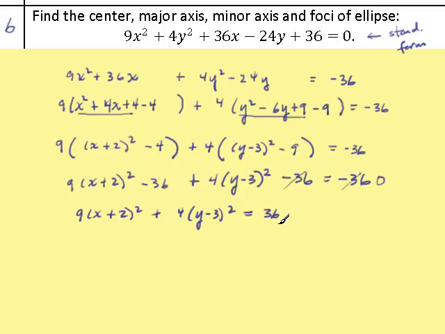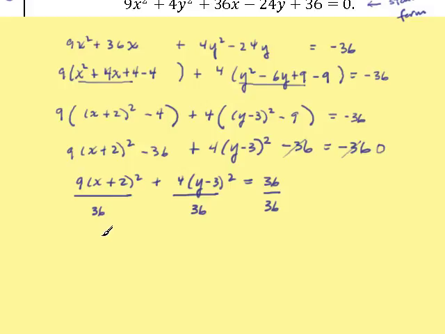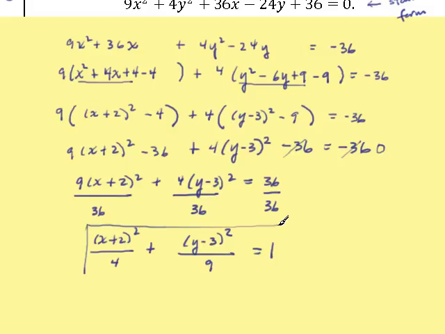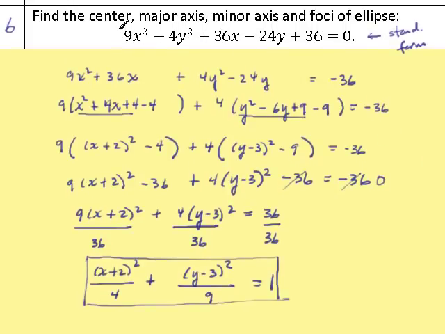Now, standard form has a 1 on the right-hand side, so let's divide everything by 36. And this example was formulated so all the numbers work out nicely. Here, just reduce, and we're going to get (x plus 2) squared over 4. And reduce this way, and we're going to get (y minus 3) squared over 9 is equal to 1. So here we have the ellipse in standard form, and we can start answering the questions, like center. So we have the center (minus 2, 3).